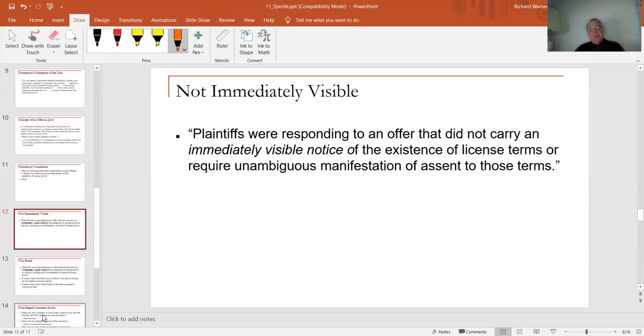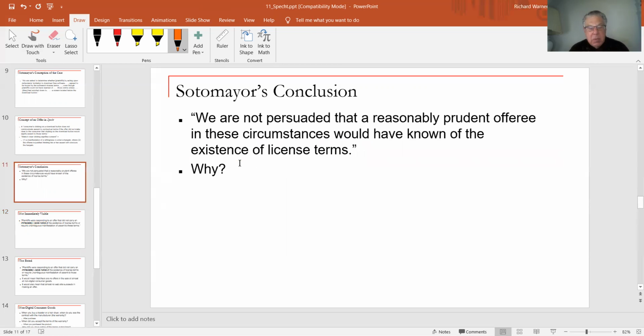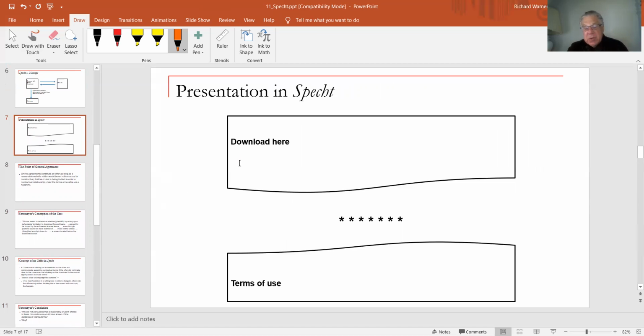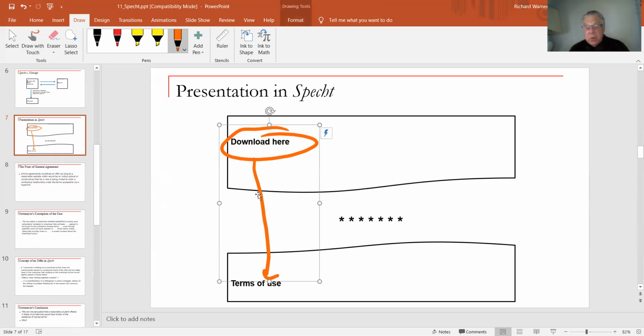Now, if you read about Specht versus Netscape in the commentaries and online, there's a very good chance that you'll read just what we were talking about, and this will be the explanation of why she says no. The commentators seem to love to quote this sentence. Why no? Because plaintiffs were responding to an offer that did not carry an immediately visible notice of the existence of license terms or require an unambiguous manifestation of assent to those terms. So she says, look, it's like the problem is this: here's the button, and way, way down here, not visible from the button, are the terms. That's what she seems to say.